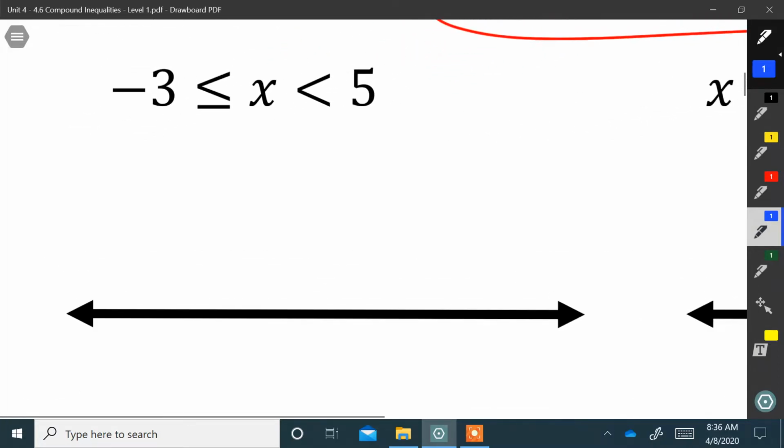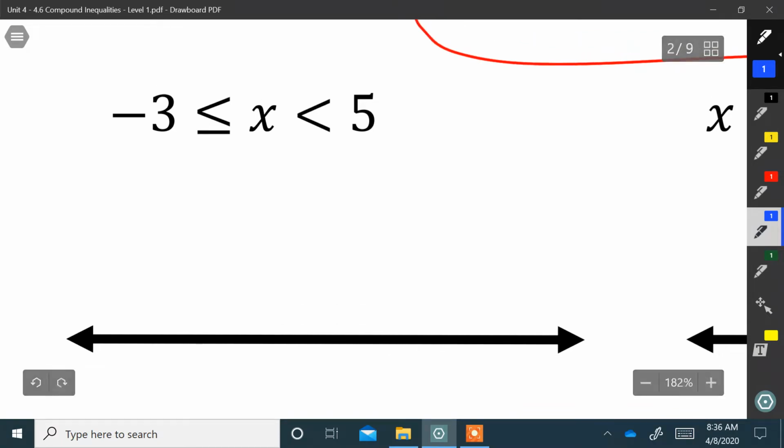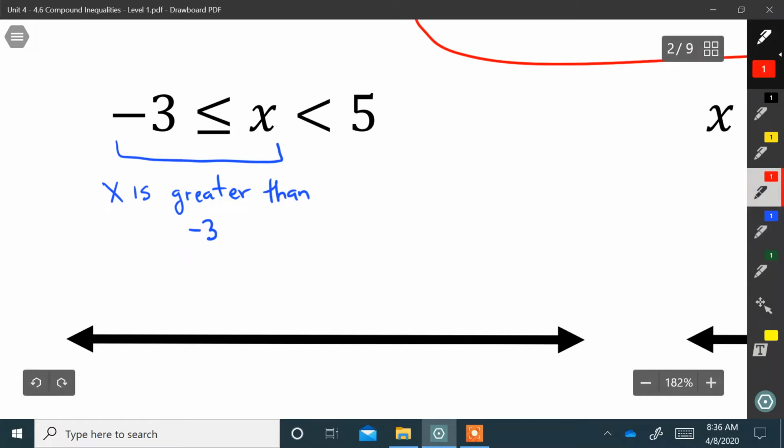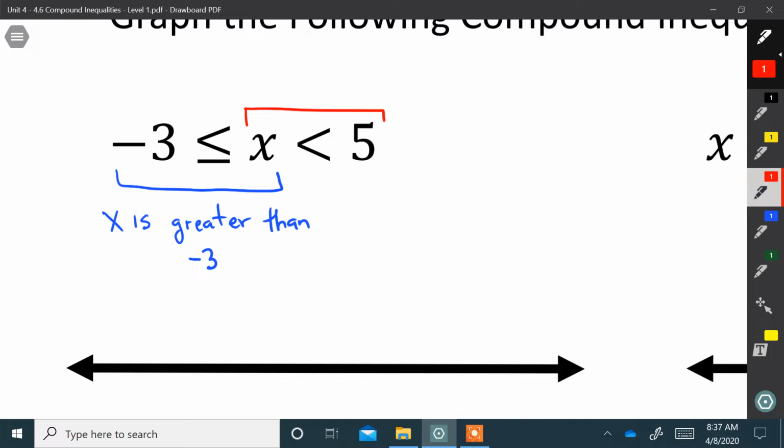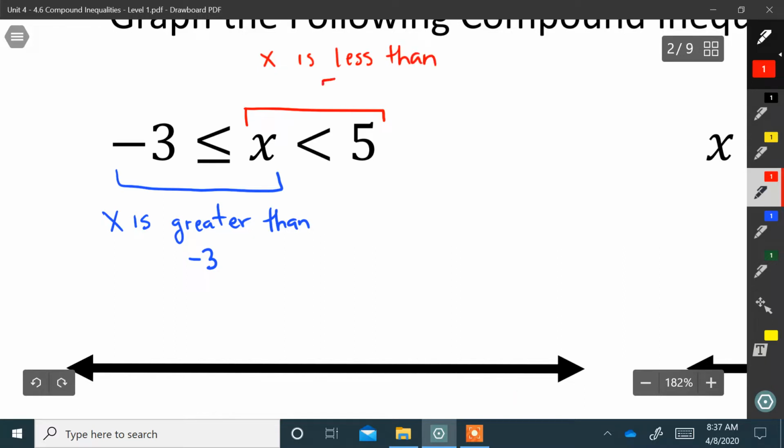So in this problem, if I look at this right here, we're being told that x is greater than -3. Okay, that's what I'm being told in the first part of that compound inequality. The other part of the inequality says, when I look at this right here, I can see that x is less than 5. So what does that mean? x is greater than -3, but x is also less than 5.